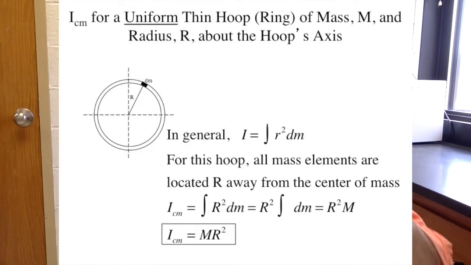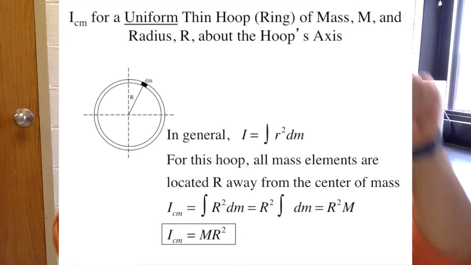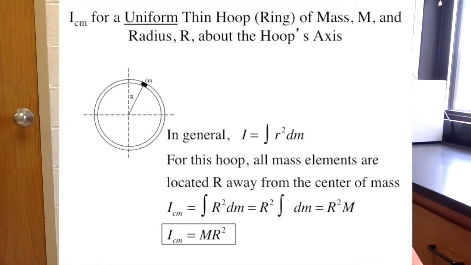Okay. For a thin hoop, that one's pretty easy because there we are adding up all of those pieces of mass, and they're all the same distance from the axis. So there's really not a lot to add up. We're just adding up all of the pieces of mass, but the radius is not changing. And so when we integrate, we simply get mr squared. So if I have a thin uniform hoop, then it's mr squared.